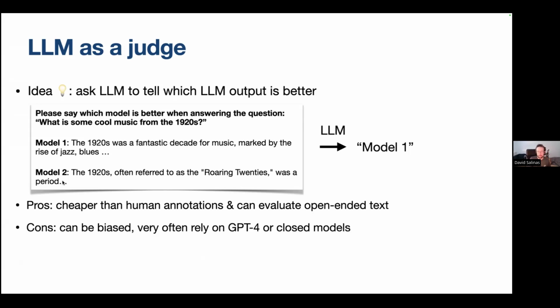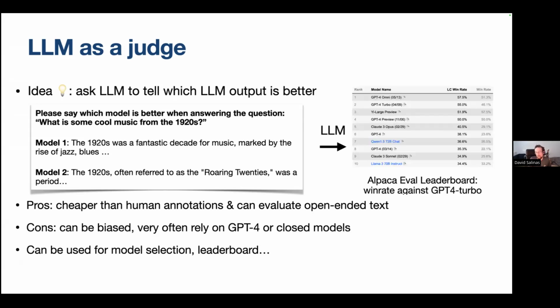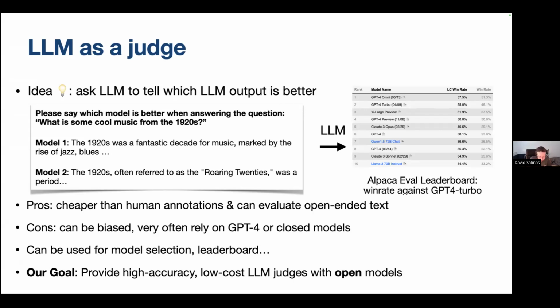GPT-4 is strong enough as it is, so maybe we don't want to reinforce it in this way. LLM as a judge, as I mentioned, can be used for model selection. It can be used to build leaderboards. For instance, AlpacaEval is a famous leaderboard based on LLM as a judge. So our goal in this work is to provide high accuracy, low-cost LLM judges with open models.